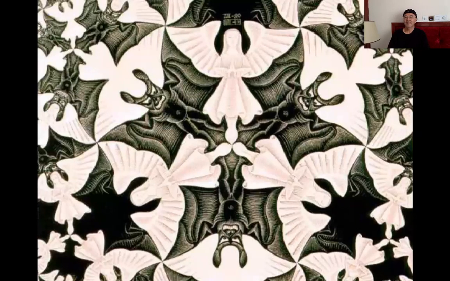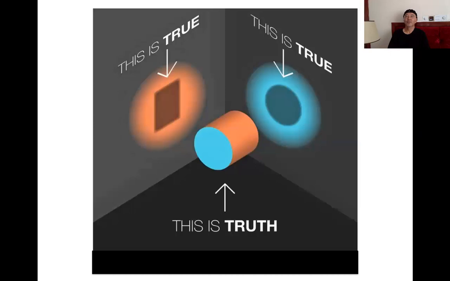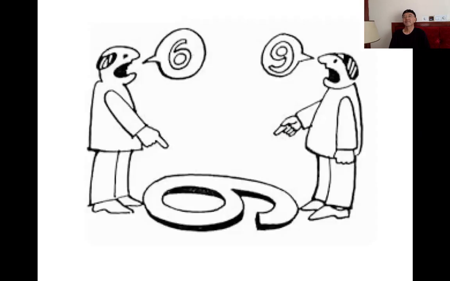Black are bats, white are angels. Wow. You know, yeah, there's both, right? So let's say this is truth. The object is a truth. The way you shoot the light, when you shoot light from the left to right, then you see a circle. From right to left, then you see a square. And people only seeing the image say, well, this is true. No, this is true. This is what I see. What is truth then, right?